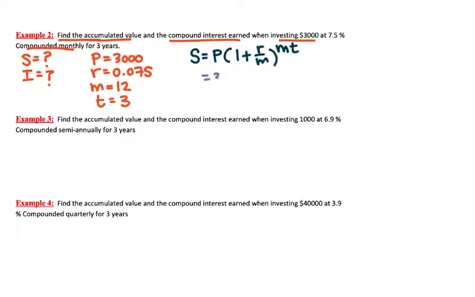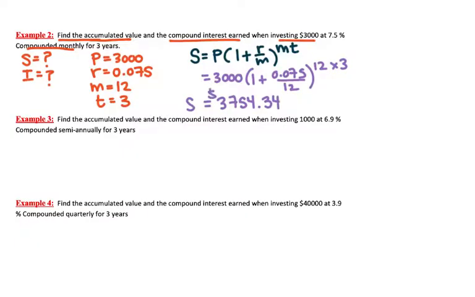Now all we must do, plug and chug, put in 3,000 times (1 plus 0.075 divided by 12), raised to the power 12 times 3. And we will get as our answer, my calculator says, 3754.338. Now for money, we want 2 decimal places. So 0.338, I'll say 0.34. And the units in this case are dollars.